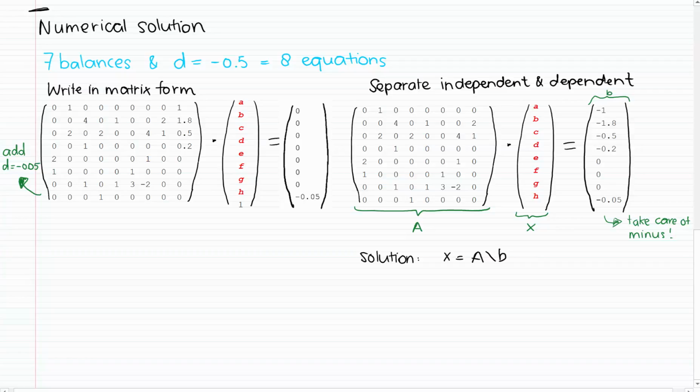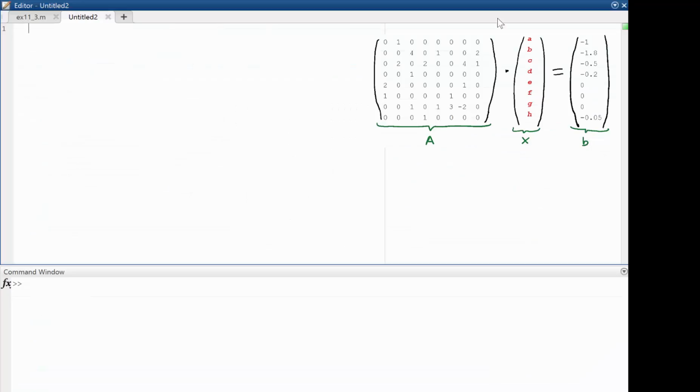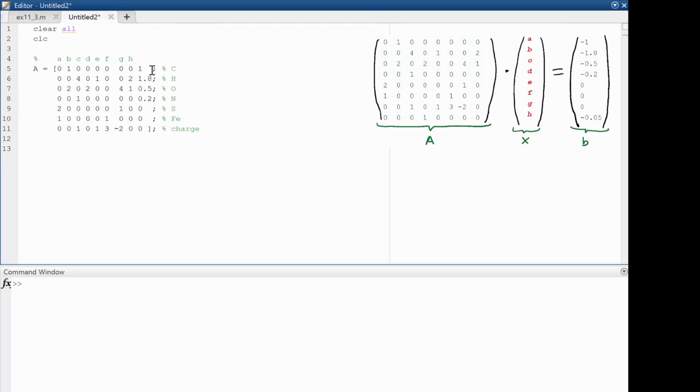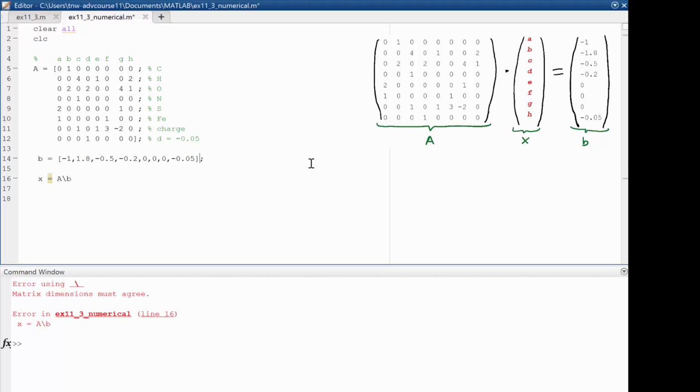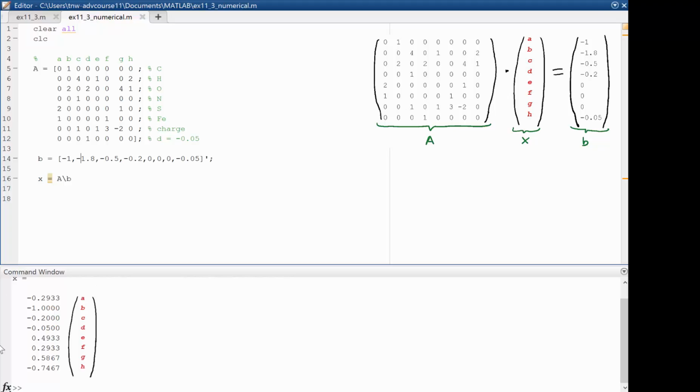Let's try this in MATLAB and compare the 2 solutions. We can copy matrix A from our previous script. We need to remove the last column because we have separated the knowns in the B vector, and we can add an extra row for D is minus 0.05. Then we write out B, take care of the minuses for the biomass coefficients, and we add minus 0.05 for our new equation. Now we can simply write out x is A over B. But something went wrong. We get an error message. The vector b has to be a column vector, so we have to change that. And I also forgot one of the minuses in the b vector. Now we find the solution.